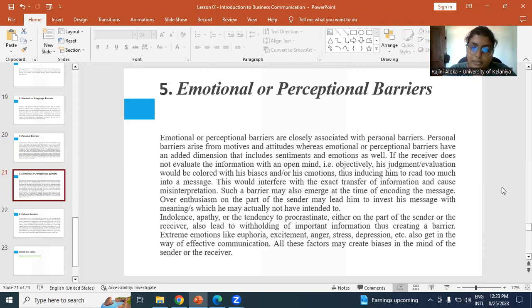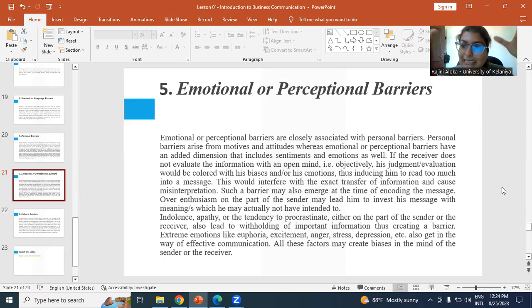Emotional and perceptional barriers are closely associated with personal barriers. Yes, this kind of actually goes along with personal barriers. Personal barriers arise from motives and attitudes, whereas emotional and perceptional barriers have an added dimension that includes sentiments and emotions as well. If the receiver does not evaluate the information with an open mind, objectively, his judgment would be colored with his biases and his emotions. So as people, we have different biases. There are different ways we look at things.